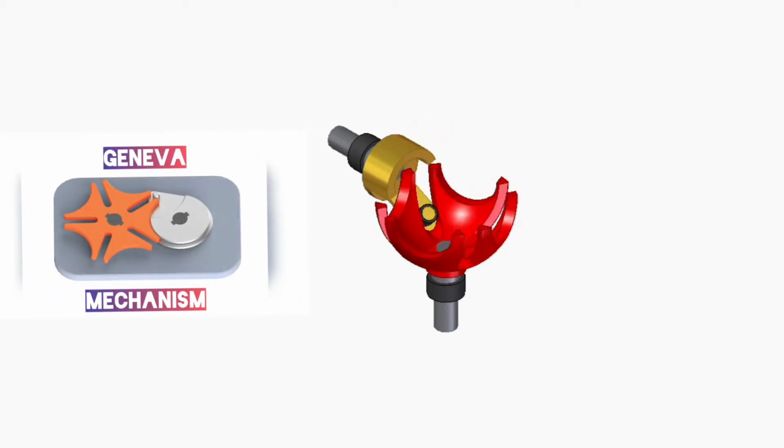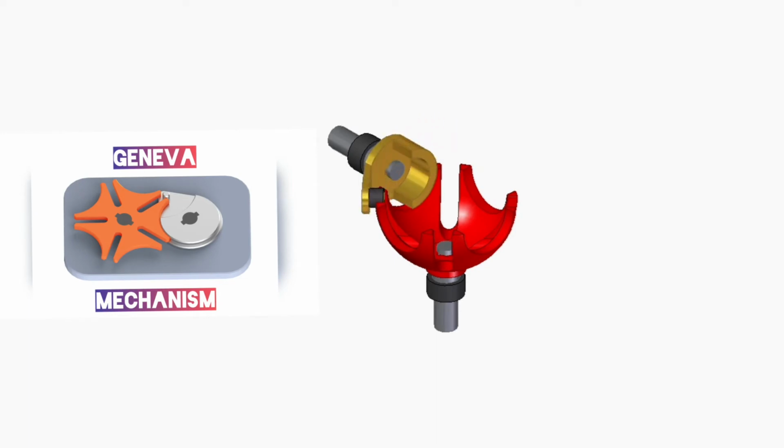As you can see on the left side of the screen, a simple Geneva mechanism is between two parallel axes, while the spherical Geneva mechanism is between two perpendicular axes, right? That's the main difference between them. So now let's get started with the design of spherical Geneva mechanism.